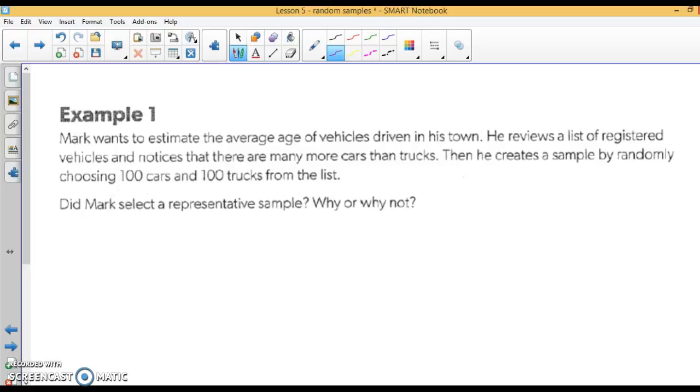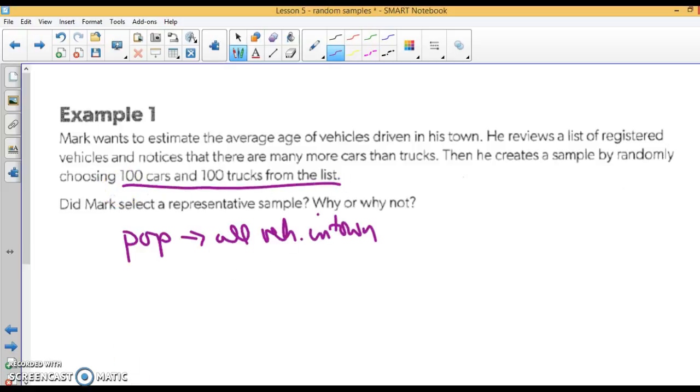Well, let's think about it. The population, all vehicles in a town. Then it tells you that there are more cars than trucks. So, if he samples 100 cars and 100 trucks, is that going to be a representative sample? No, because they told you straight up there's more cars than trucks. So, if you pick 100 cars and 100 trucks, that doesn't represent the vehicles driven in the town, so it is not representative.